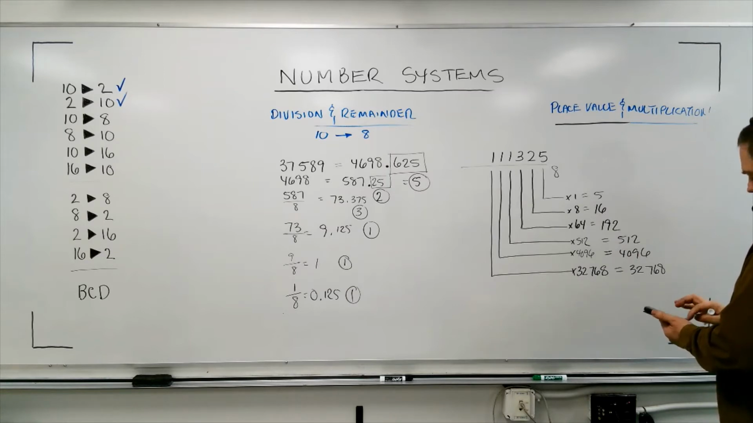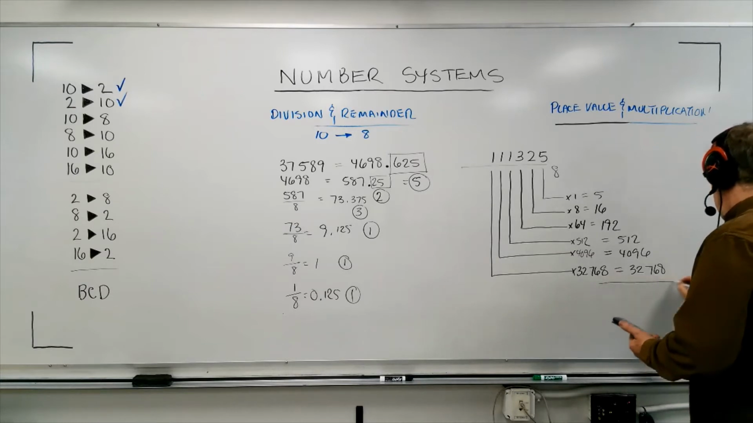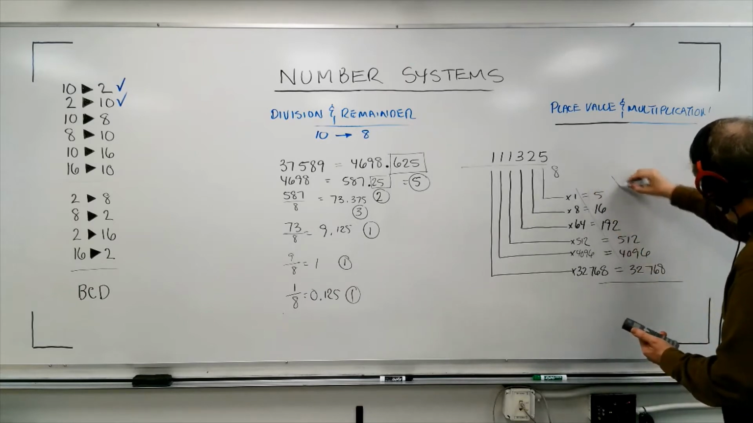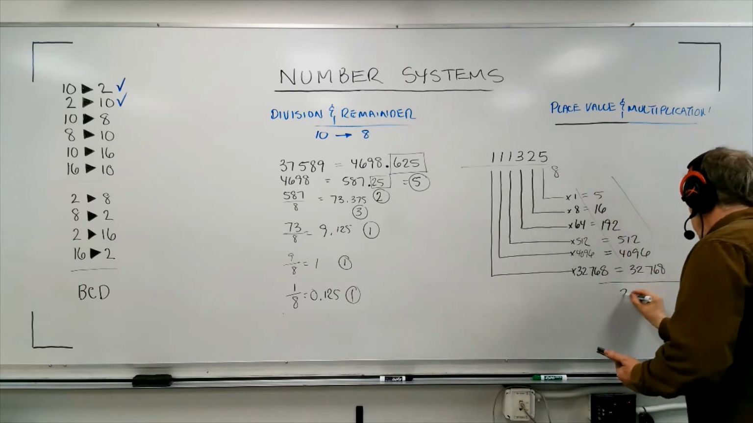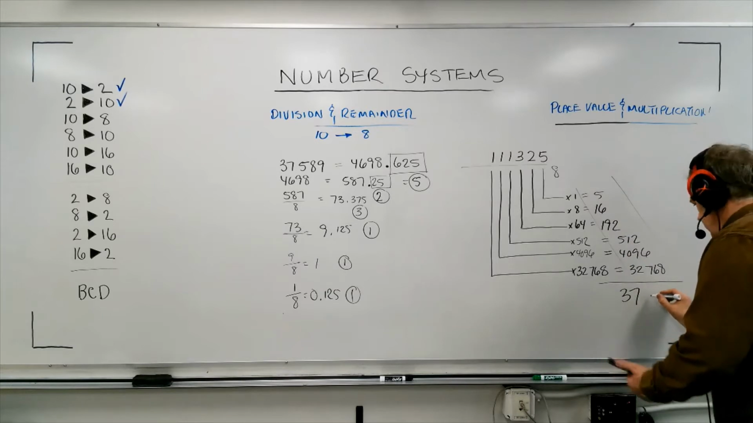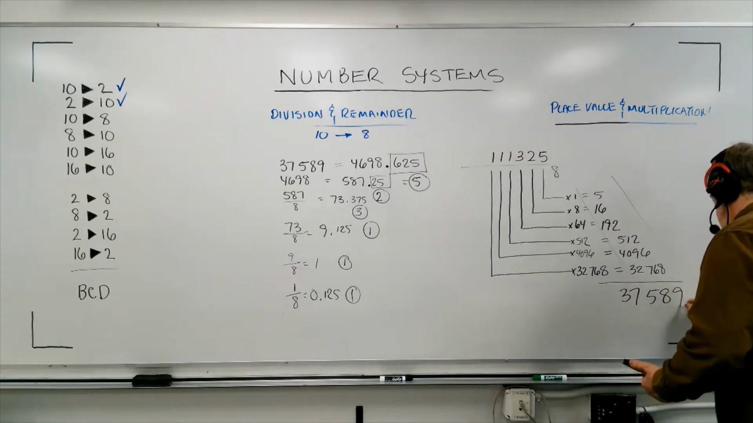and I got a button bounce, 5 plus 16 plus 192 plus 512 plus 4096 plus 32,768, and it's 37. So if I add all these up down here, this equals 37,589.